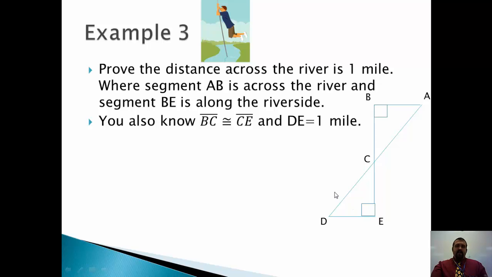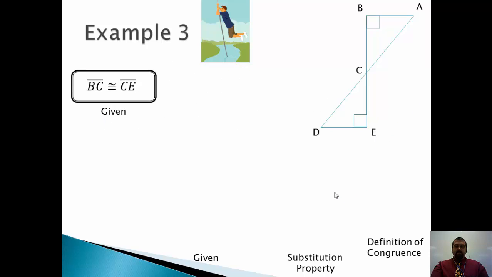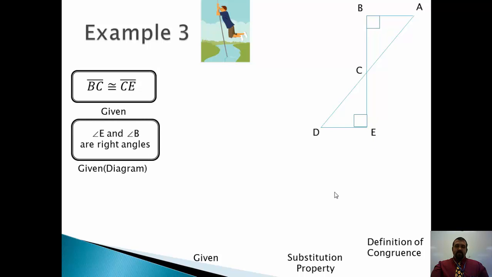Well, the first part of any good proof is to write down the given. There were 3 things that I was given, but I'm going to hold off with the length of segment DE is 1 mile. But I'm going to write this down, and I'm also going to write down that angle E and angle B are right angles from the diagram. It's marked that they are right angles. So I have angle, side, angle, side. I'd prefer to get an angle. Angles are always easier because angle, angle, side, or angle, side, angle works.